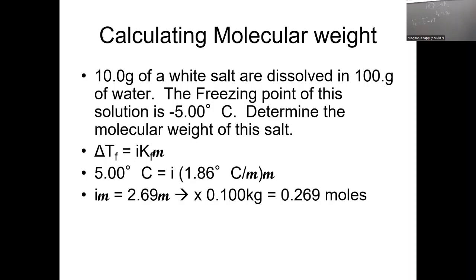We multiply it by the 0.1 kilograms in order to get to moles, because remember, molality is moles per kilogram. So if I multiply by kilograms, those are going to cancel. This 0.1 kilograms comes from the 100 grams of water. I just switched that to kilograms, and that gives me 0.269 moles. But remember that this is moles of particles. I didn't write it on this line because the line was pretty long.